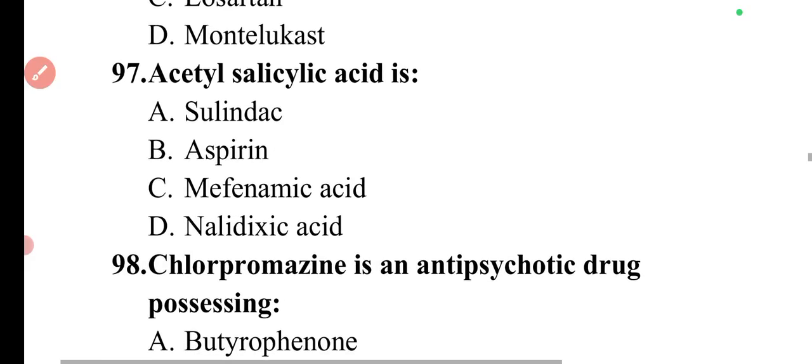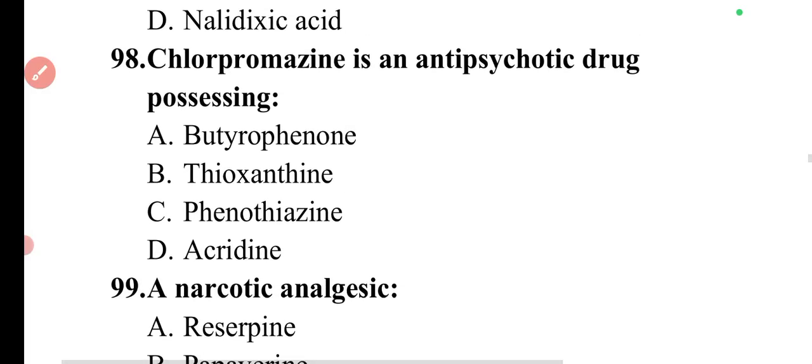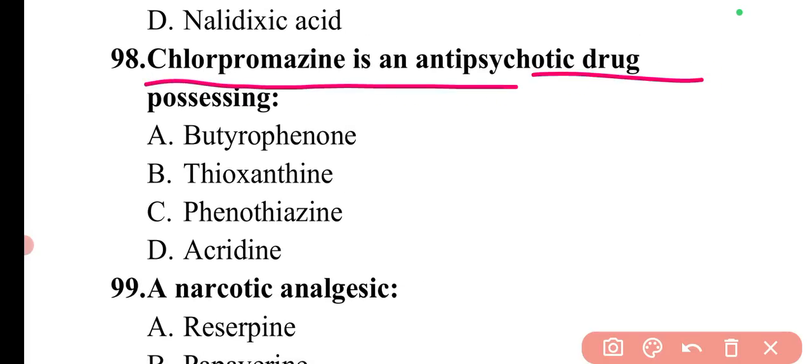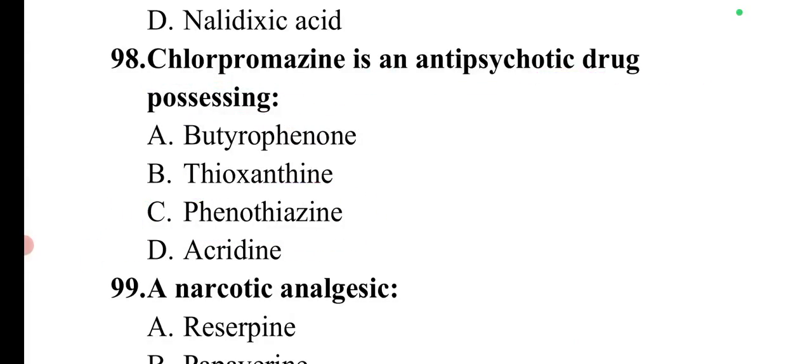Then next question is, acetyl salicylic acid is. So basically acetyl salicylic acid is aspirin only. So here option B is correct. Next question is, chlorpromazine is an antipsychotic drug possessing. So chlorpromazine is an antipsychotic drug; it comes under the phenothiazine class. So here option C is correct.